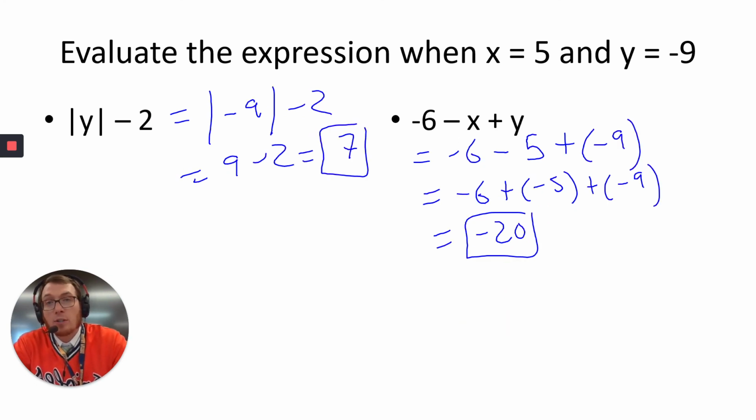Here's two more that deal with the same x and y values. You'll notice here it's absolute value of y minus 2. Remember, absolute value is distance from zero, so negative 9's absolute value is 9, and then minus 2 would just be 7. That one's actually pretty easy to find.